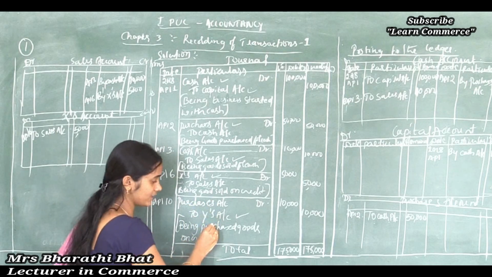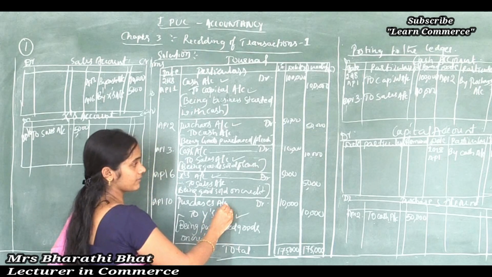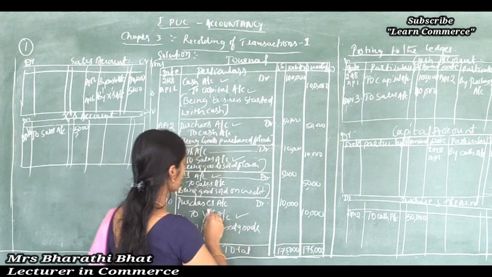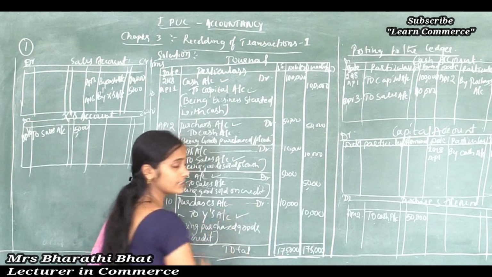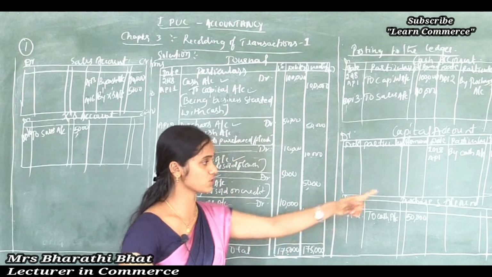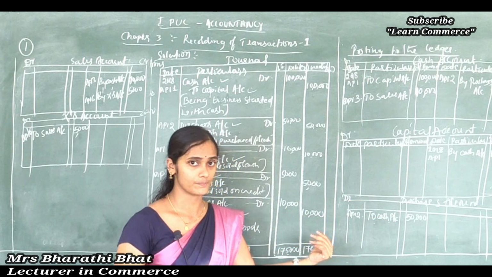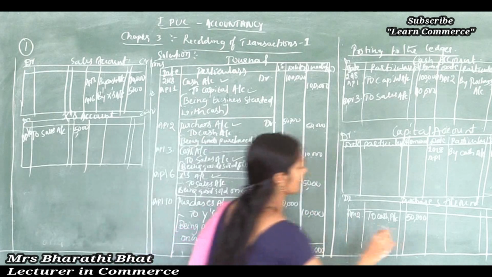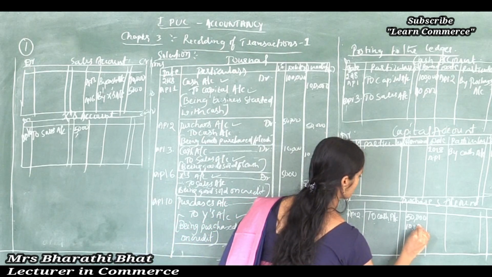Purchases account debited to Y's account. Already we prepared the purchases account once, correct, right? So purchases account debited, how can we record? Purchases account 10,000, credit side or debit side? Because here purchases account is debited, just write the amount on the debit side, 10,000.